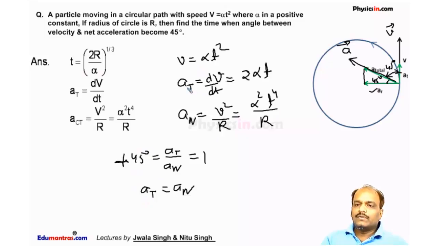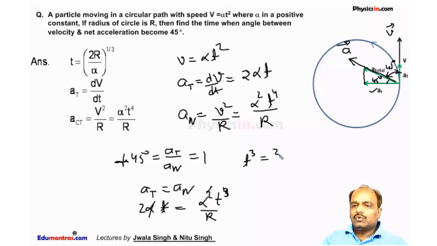So at is equal to, we know at is 2 alpha t, so it is 2 alpha t, and an is alpha squared t power 4 by r. So from here this alpha will cancel out, this t will cancel out to become t cube. So t cube is equal to 2 r by alpha, or time t is equal to (2r by alpha) whole to the power 1 by 3 second. So this is the time when the angle between velocity vector and total acceleration vector becomes 45 degree.